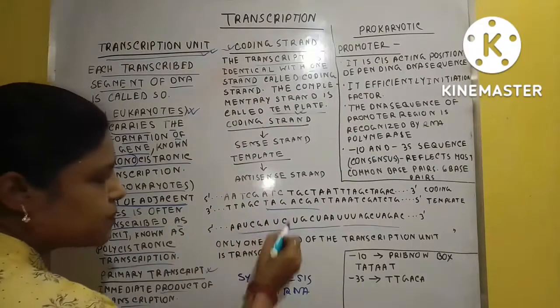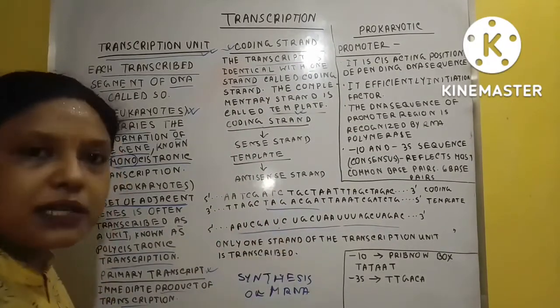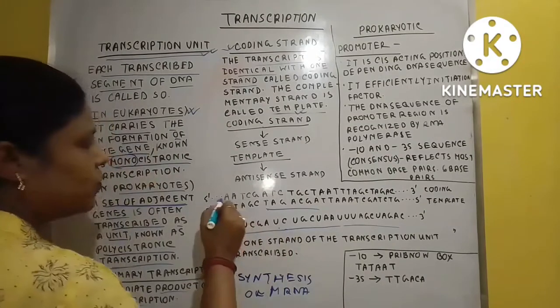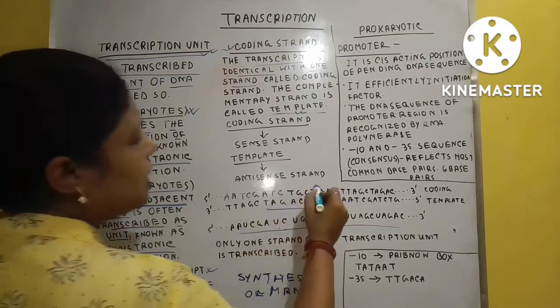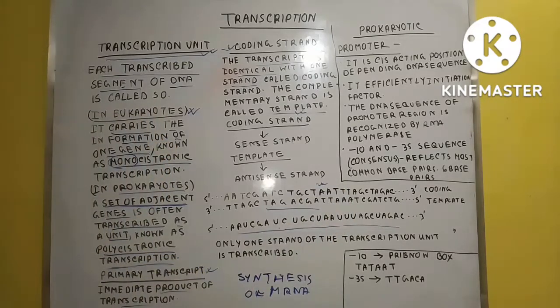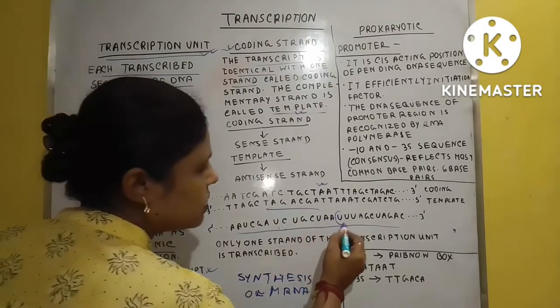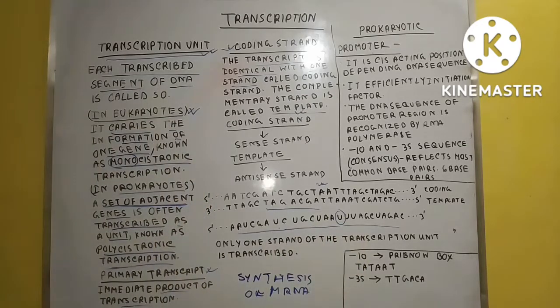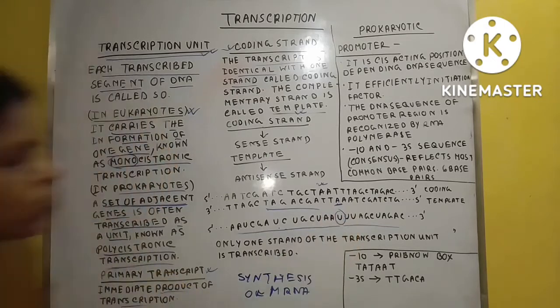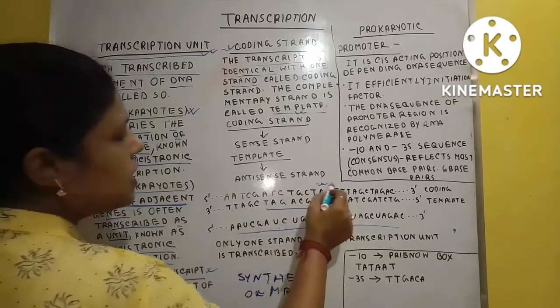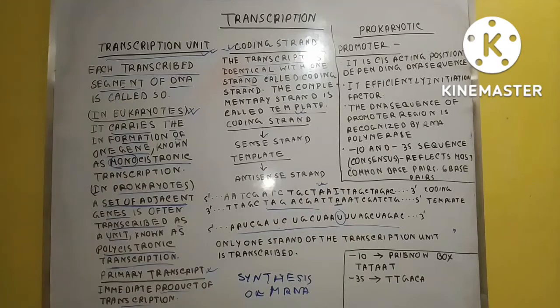Okay, this is the transcript, or the mRNA strand, that is identical with one strand of the DNA, and this is called the coding strand. And you all obviously know that in the production of the mRNA or the RNA, the base uracil is important. Here the T is totally replaced by uracil, and in the DNA this is the thymine.